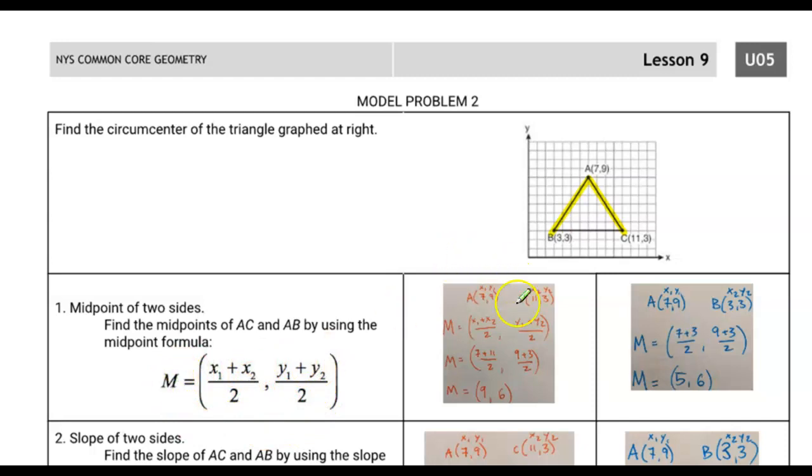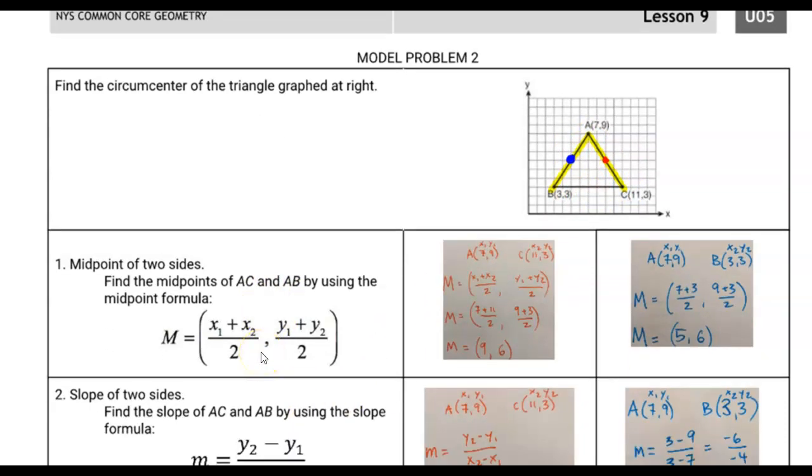In both of these cases, we're finding midpoints of the lines. We're finding first a midpoint of AC, and then a midpoint of AB. I color-coded them so that you can tell which one is which. So (9, 6) is the midpoint of AC, and (5, 6) is the midpoint of AB. And I went ahead and filled those in on the diagram here.